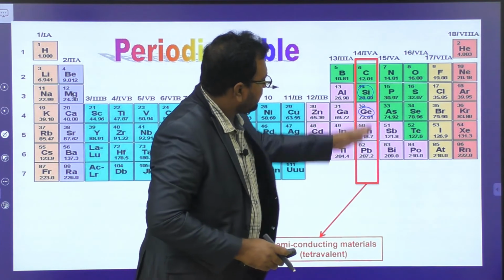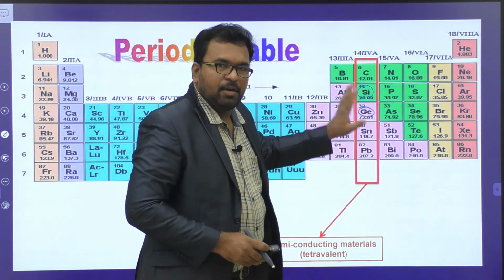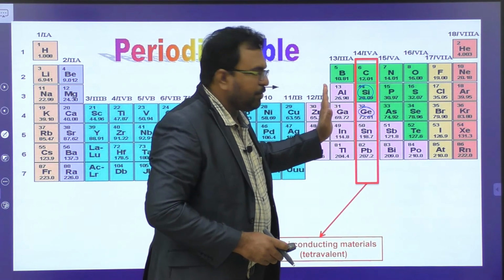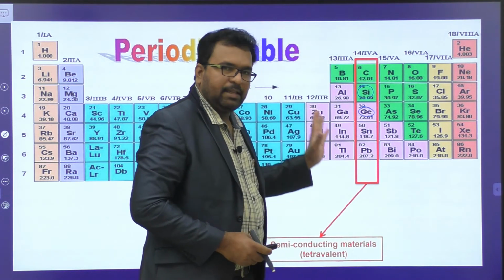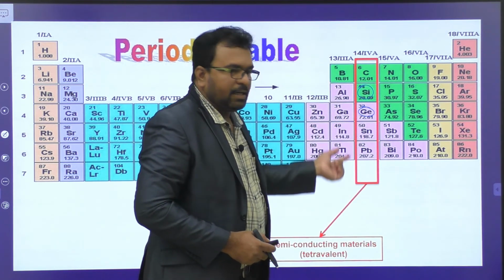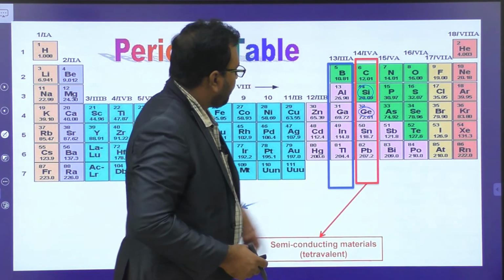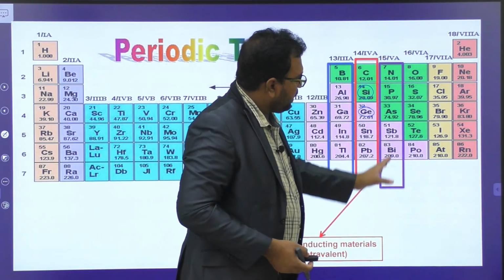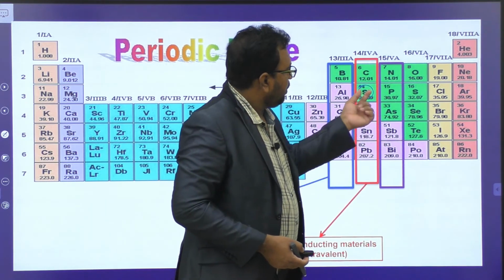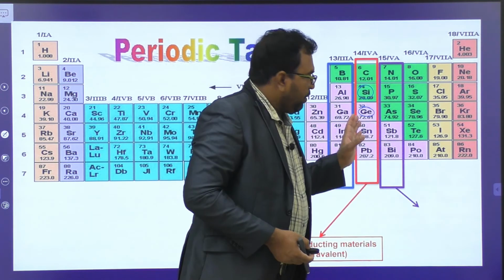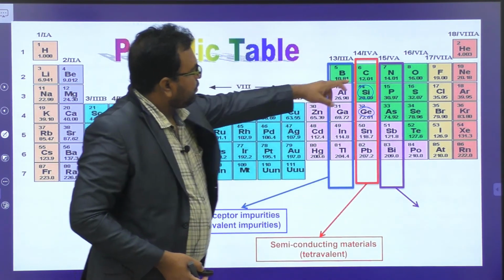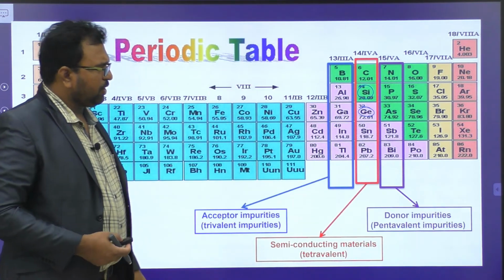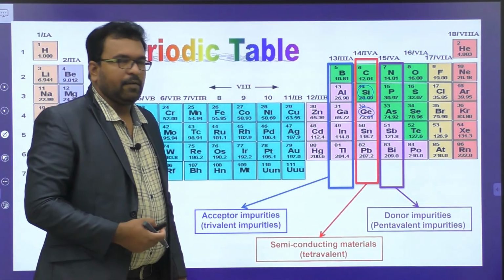All the elements present in the 14th column contain 4 valence electrons. The elements adjacent to it, in the 13th column, contain 3 valence electrons. That's why we call them trivalent impurities. The elements in the 15th column of the periodic table contain 5 valence electrons. That's why they are called pentavalent impurities, and examples are arsenic, antimony, bismuth, phosphorus. Those are called donor impurities or pentavalent impurities.